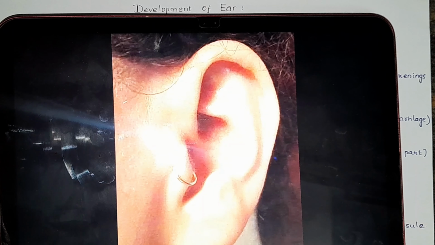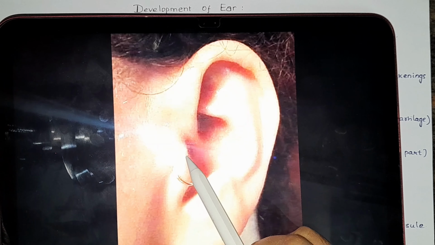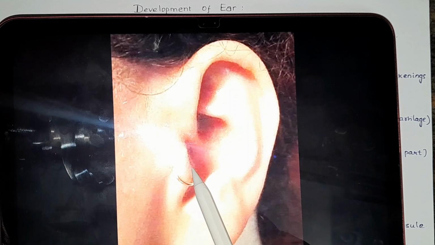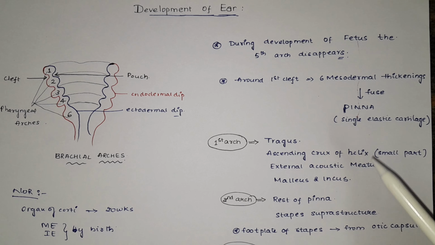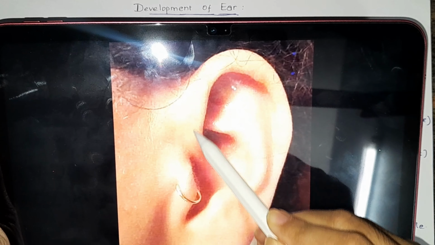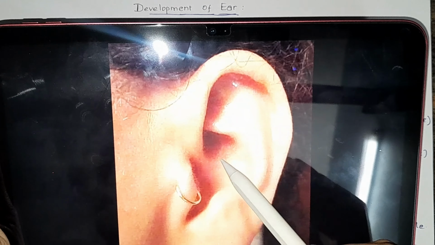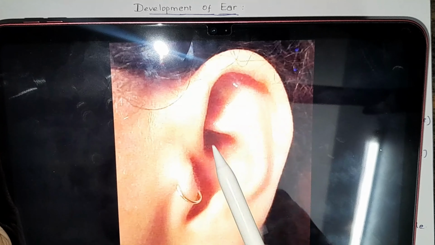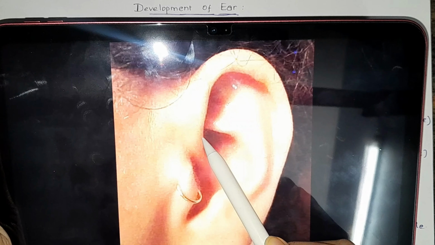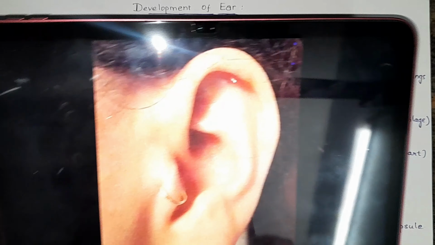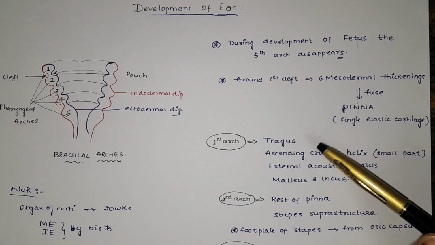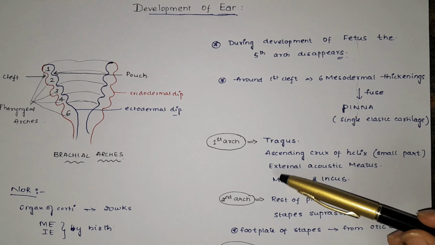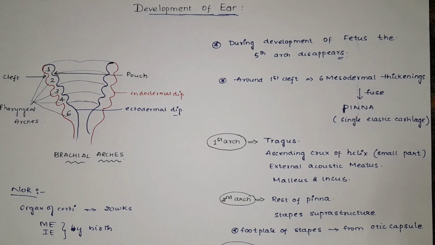See, the image you are seeing is the ear. Here you are seeing the tragus. This is called the tragus. So from the first arch, there is a development of the tragus and also the ascending crest of helix, which is the small part. This one is the ascending crest of helix, and this is the tragus. And from the second arch, there is the rest of the pinna. The tragus and ascending part of the helix are developed from the first arch, and the rest of the pinna is developed from the second arch.